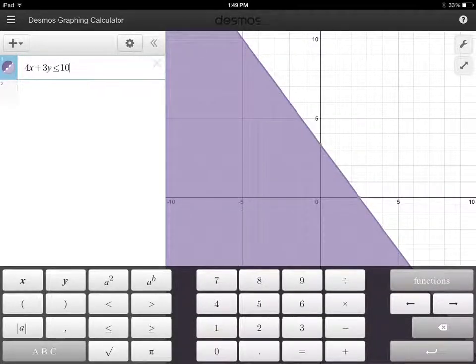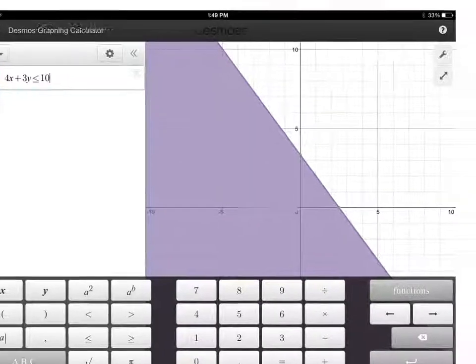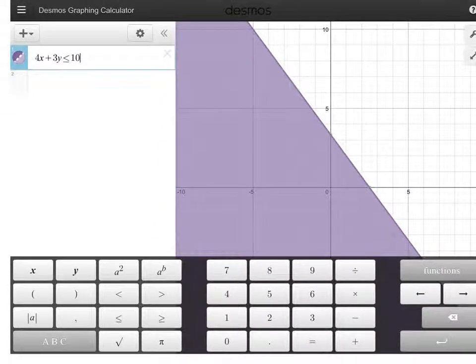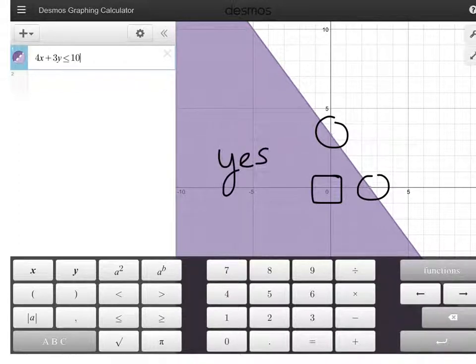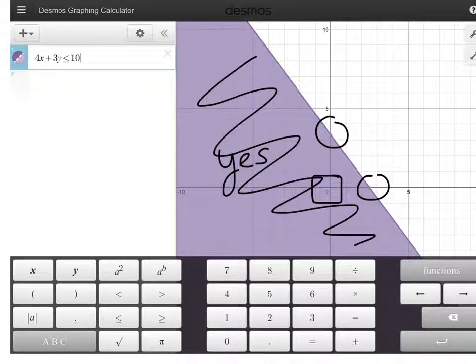All right, if you have done this correctly, here are your 2 points. And let's test 0, 0, the best point to test. Is 0 less than or equal to 10? Yes. 0 is less than or equal to 10. So this is your yes side. And that's it.